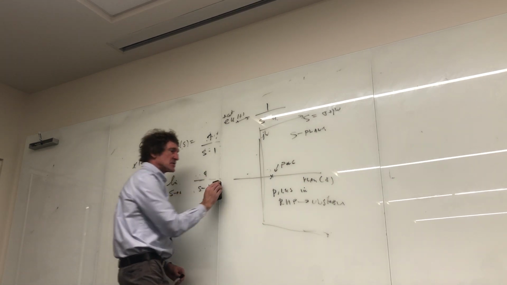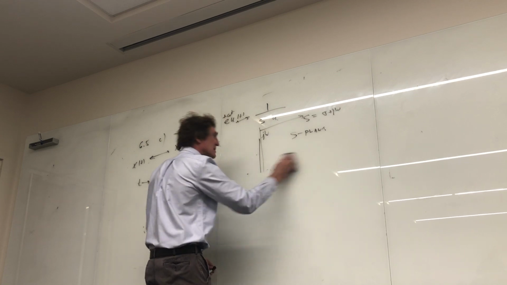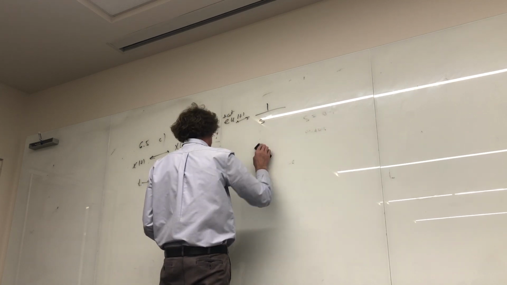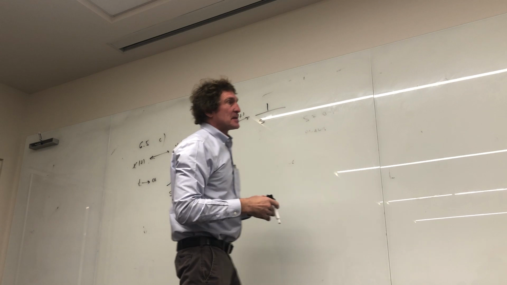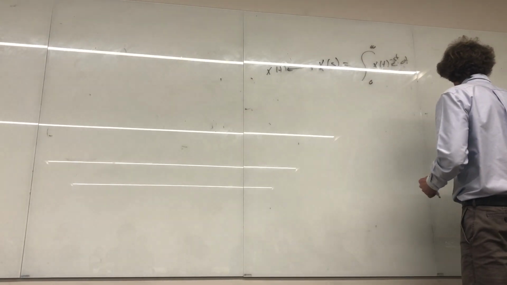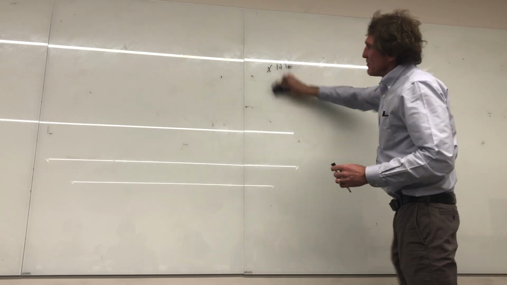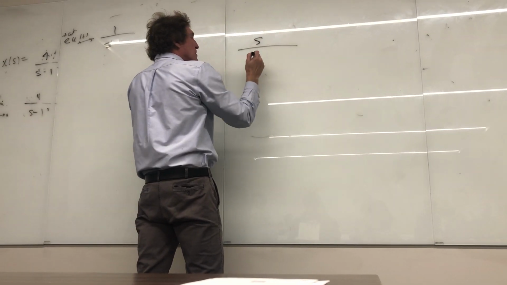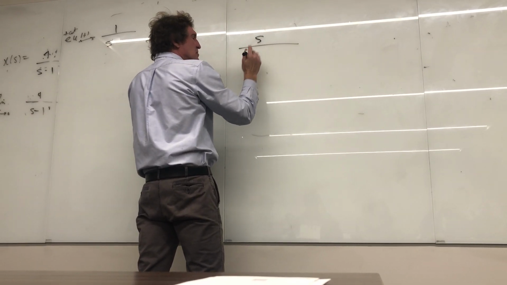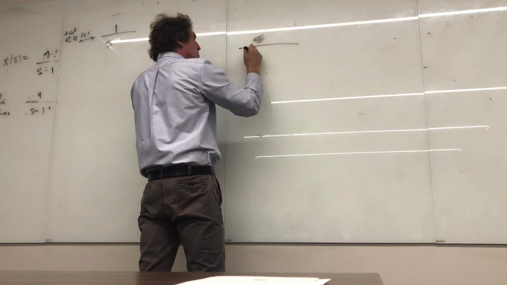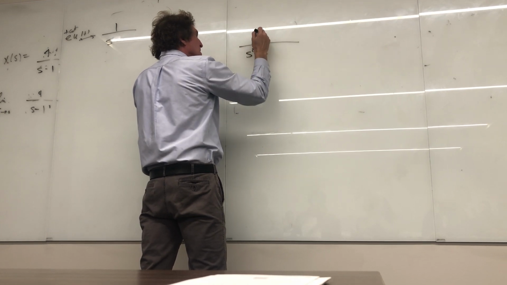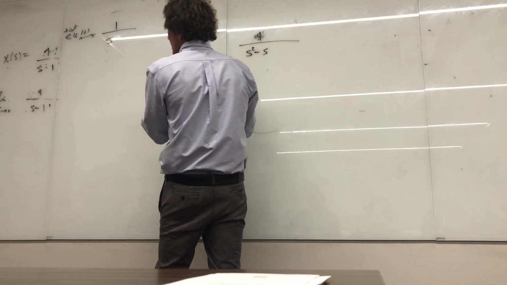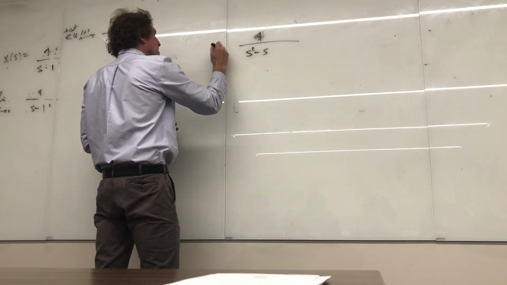I was taking this as just the functional form x of s. It's not x of s. It's x of s times s. Let me do a redo on that. Make sure I'm clear on this one. All right, first the function, it's just 4 over s squared minus s, isn't it, class? Yes. All right, that's the function x of s.